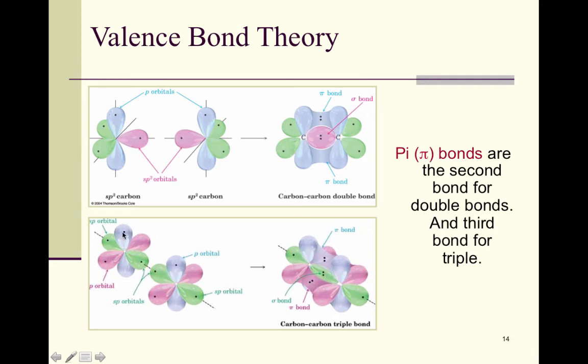Take a look at this. Each of the unhybridized p blue orbitals will come together. Can you kind of see that here? These pink ones will come together, and it's going to be 90 degrees away from that one here.